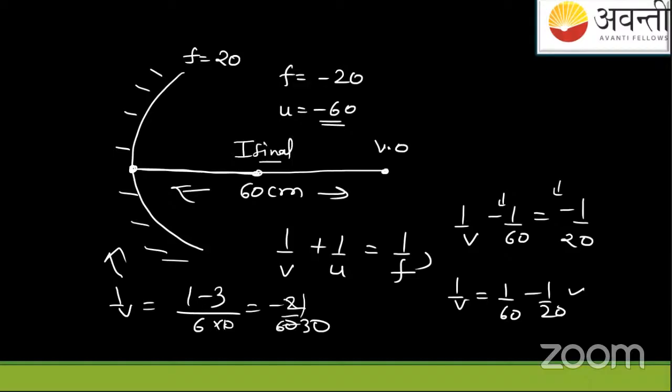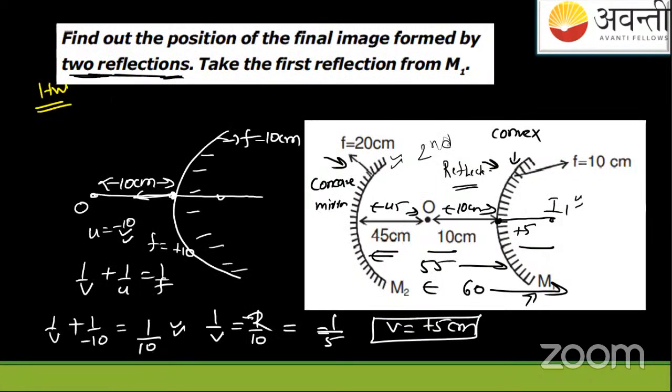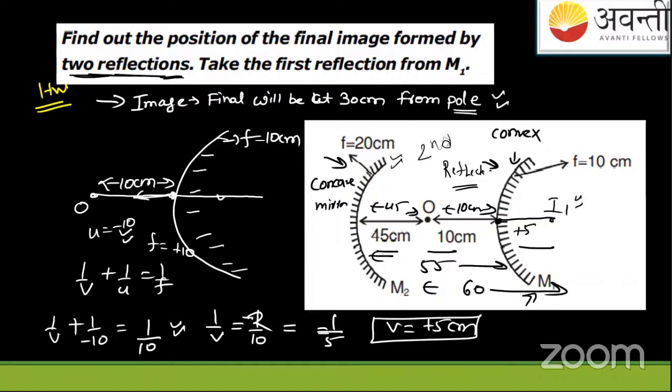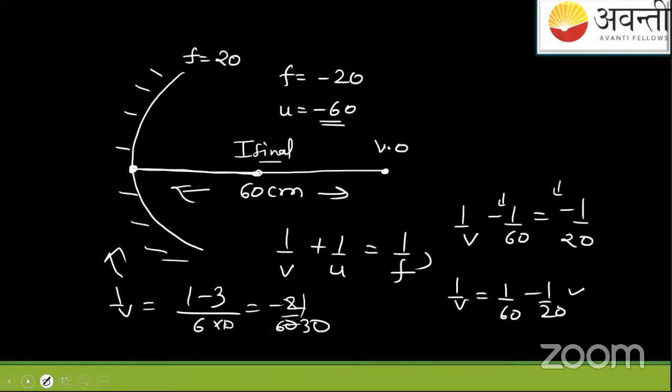So the answer is this. I will write this answer as the solution of this question. If you want to theoretically say to someone or just narrate the solution, explain it, conclude it, you can write like this: the final image after 2 reflections will be at 30 centimeter from the pole. Is it fine? Good.